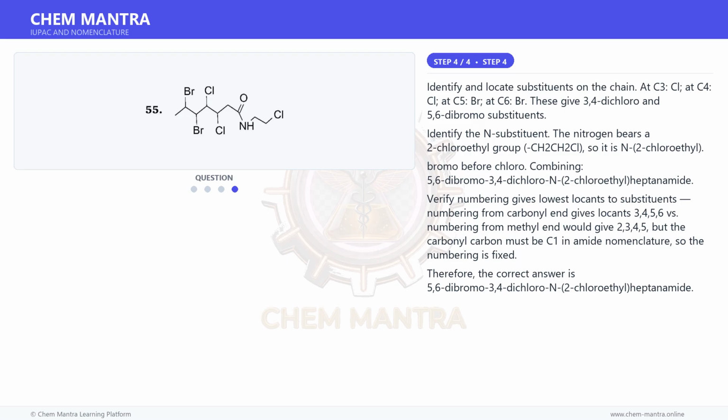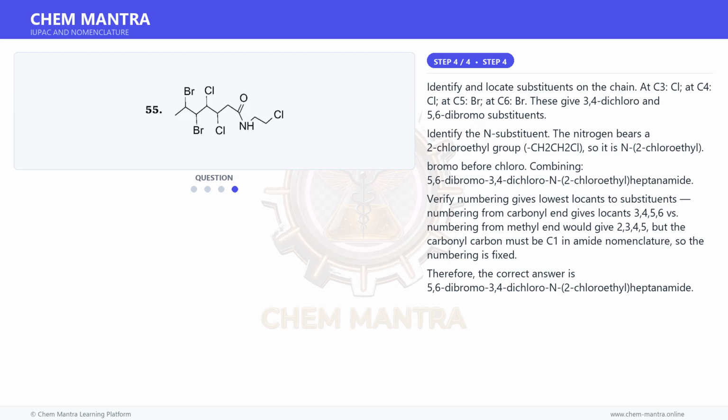Identify the N substituent. The nitrogen bears a 2-chloroethyl group, CH2CH2Cl, so it is N-2-chloroethyl. Bromo before chloro. Combining: 5,6-dibromo, 3,4-dichloro, N-2-chloroethyl, heptanamide.